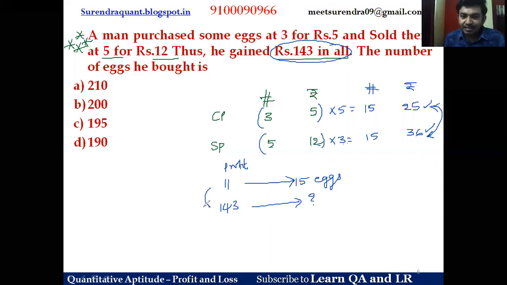So this is simply 13 times. So this should be 13 times. So 15 times 13, 195 eggs. So he purchased 195 eggs at the beginning of the transaction.